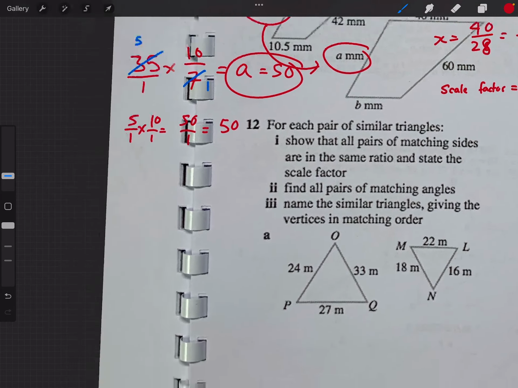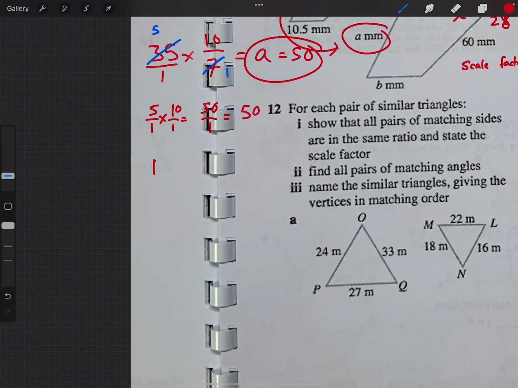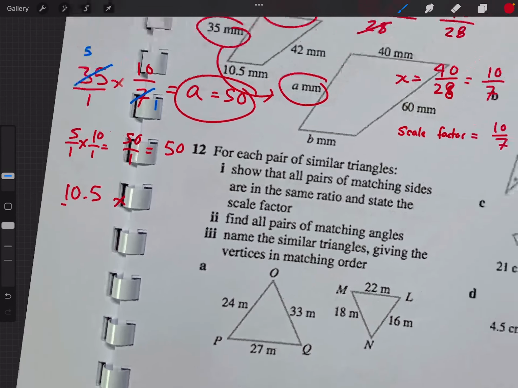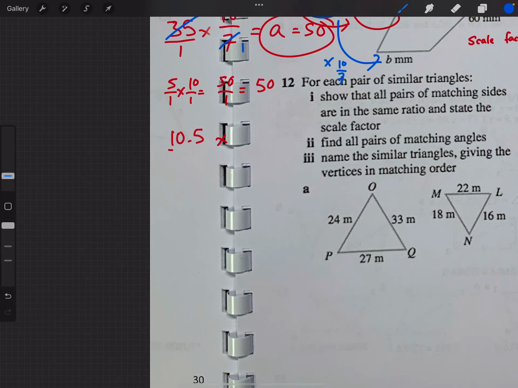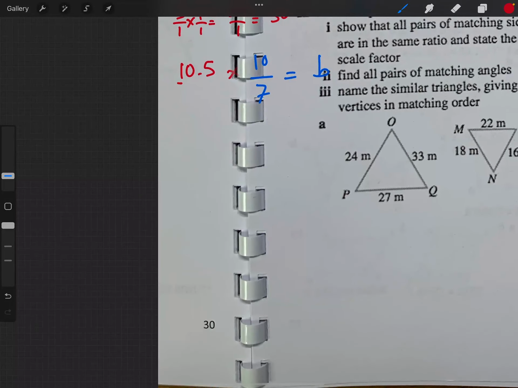You can do the same thing for b. Now we can say that 10.5 times the scale factor, which is 10 over 7, will give me b. So that means 10.5 times 10 over 7 is equal to b. Okay, so let's change this one to a fraction, 10.5 times 10 over 7.